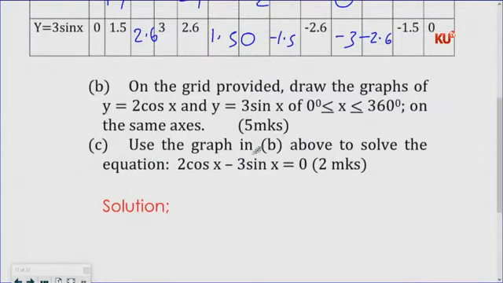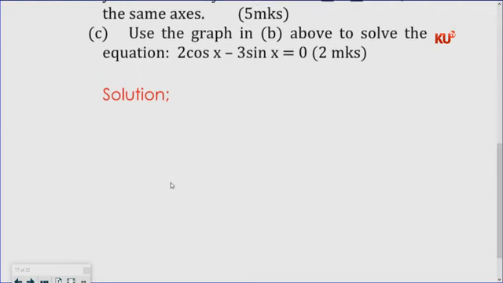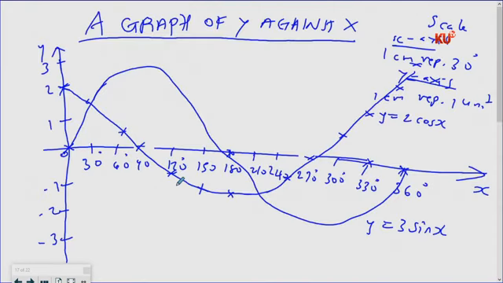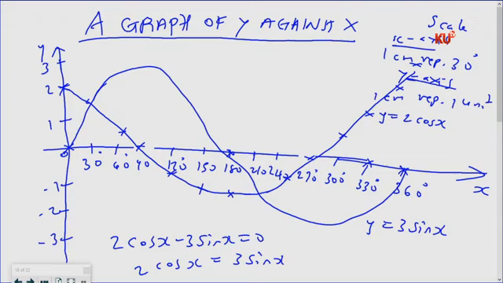Use the graph in B to solve the equation 2 cos x minus 3 sine x is equal to 0. This one is very simple. 2 cos x minus 3 sine x is equal to 0 is the same as 2 cos x is equal to 3 sine x if you take this on the other side. This is the first graph that we drew, and this is the second graph.